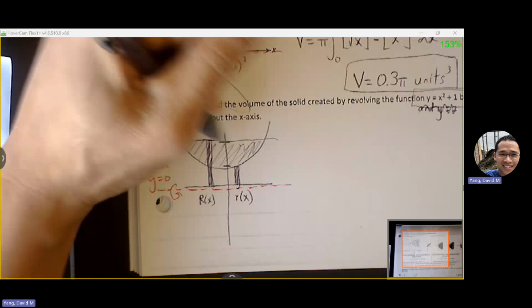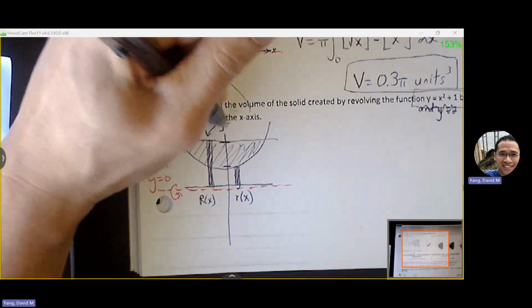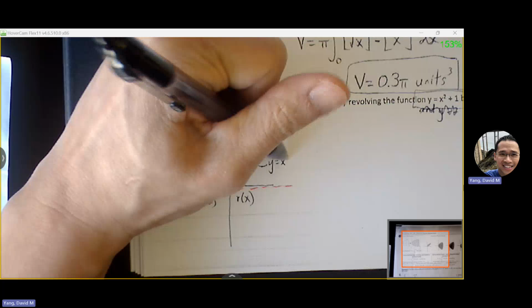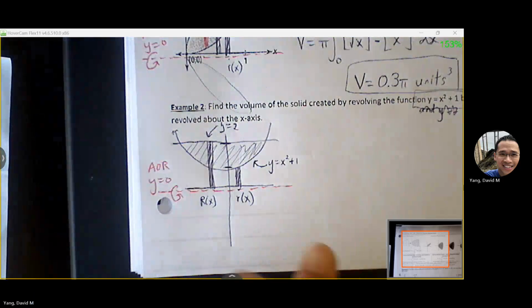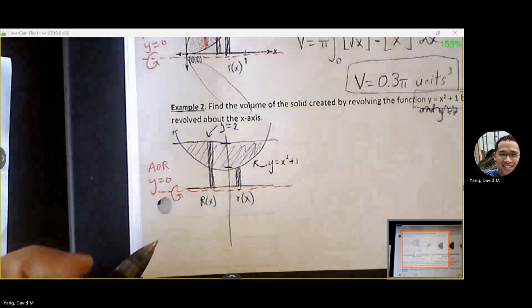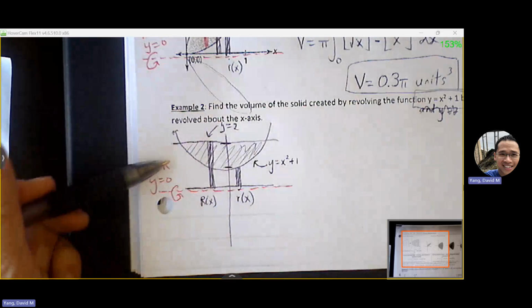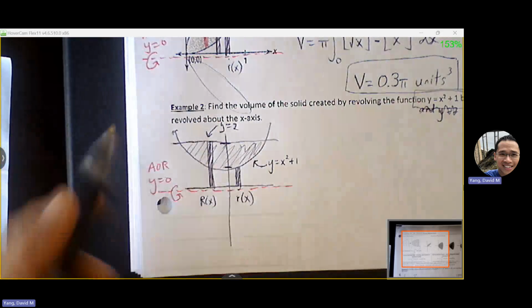All right, let's name all these graphs here. So this is y equals 2. This curve is y equals x squared plus 1. Okay, so we're adding these infinitely thin circular rings from one end to the other.